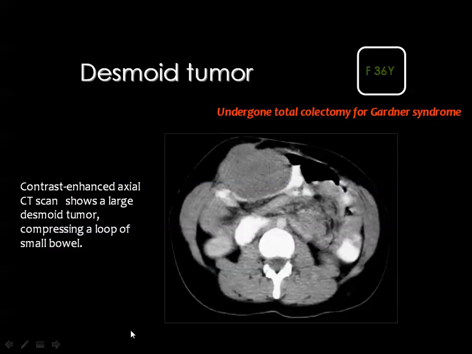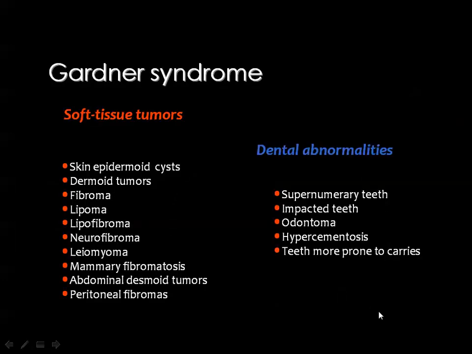And desmoid tumors are also one of the manifestations of this Gardner syndrome. And you see this is an example with a mass in the transverse colon, which has been proved to be a desmoid tumor. Soft tissue manifestations of Gardner syndrome include skin epidermoid cysts, dermoid tumors, fibroma, lipoma, neurofibroma, and lipofibroma, leiomyoma, mammary fibromatosis, abdominal desmoid tumors, peritoneal fibromas.